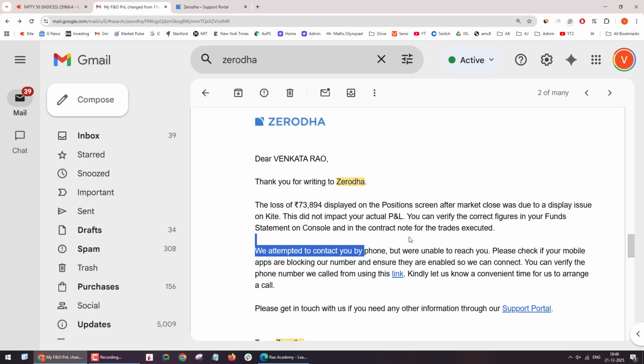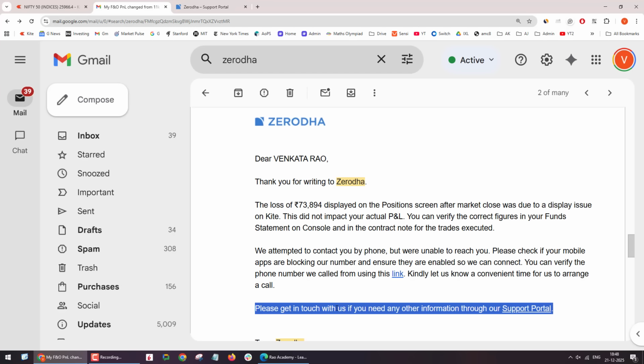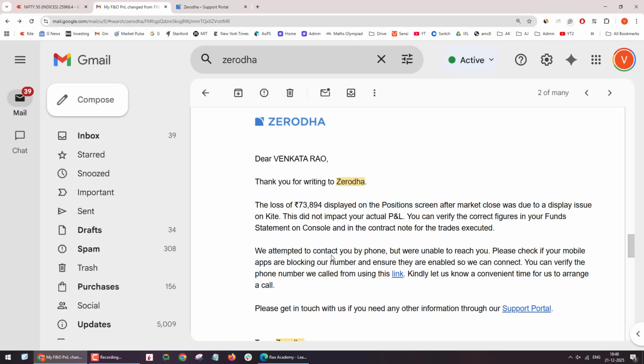They also attempted to contact me. I was on a call, so I couldn't attend it. But basically they said, please get in touch with us if you need any information. So here is the thing. From a Zerodha perspective, I think the update was fine, but it was inadequate. What they are saying is, you didn't incur this much of a loss, so why are you worrying? But the problem is still there.